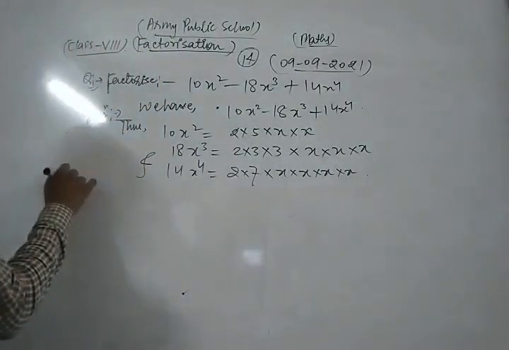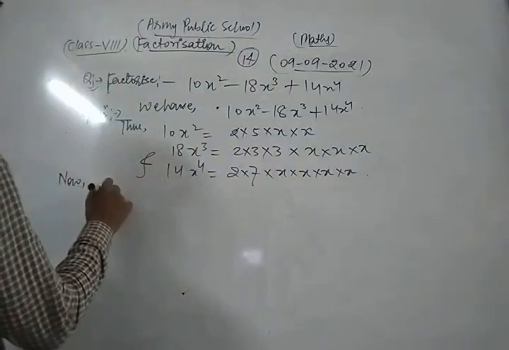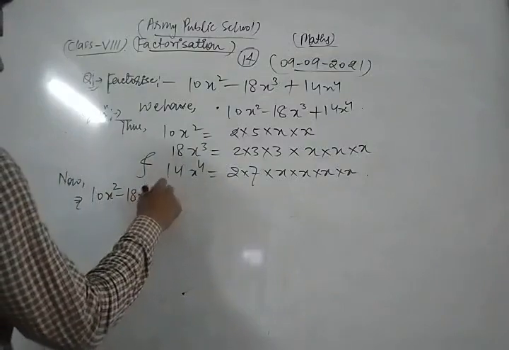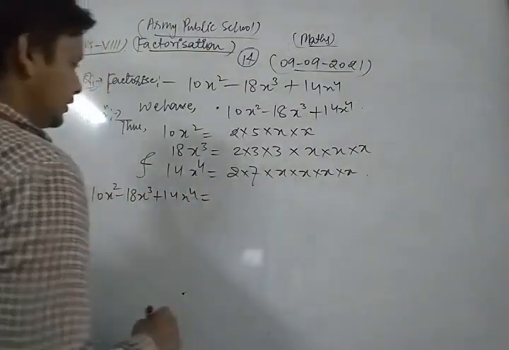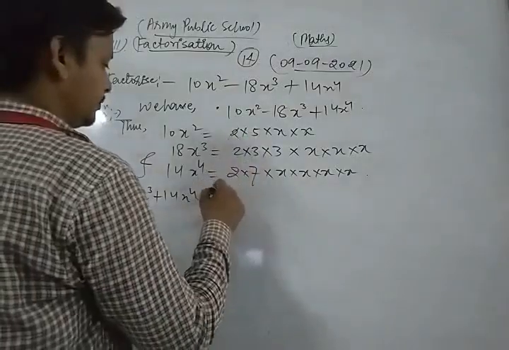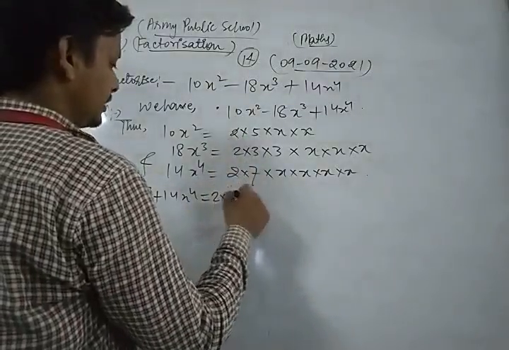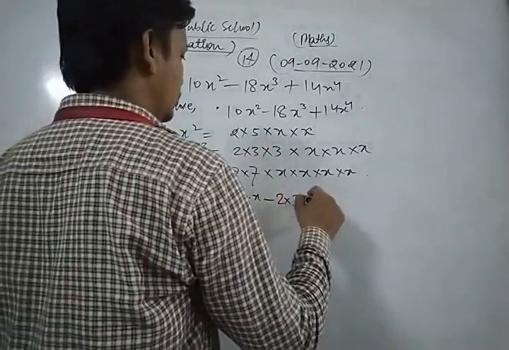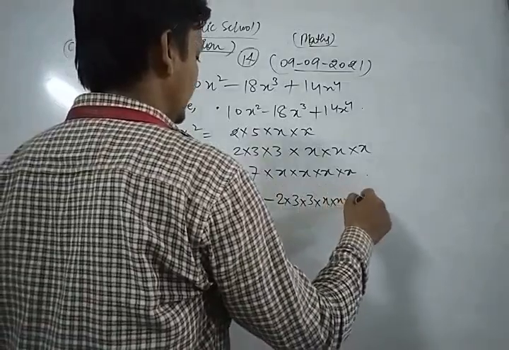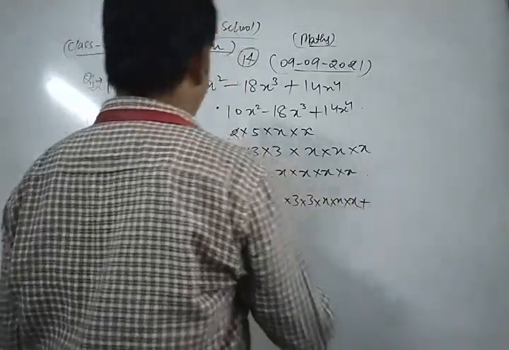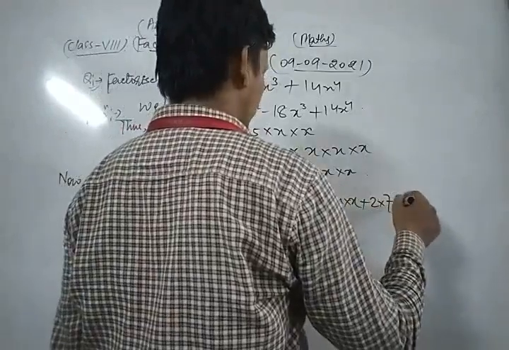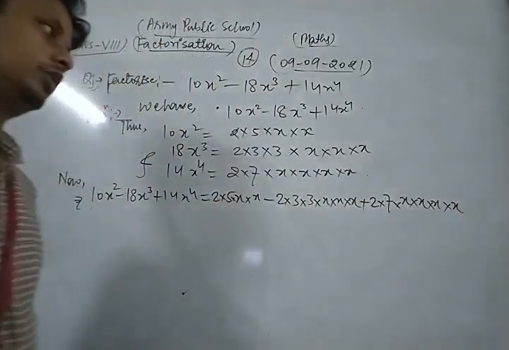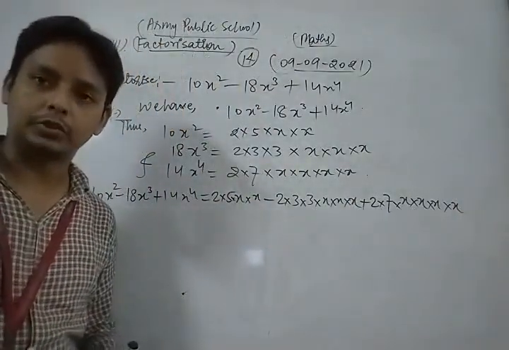Now, okay, thus the value of 10x square minus 18x cube plus 14x to the power 4 we can write as what? 2 into 5 into x into x, minus 2 into 3 into 3 into x into x into x, plus we can write as 2 into 7 into x into x into x into x. So we put all the values in the given expression.